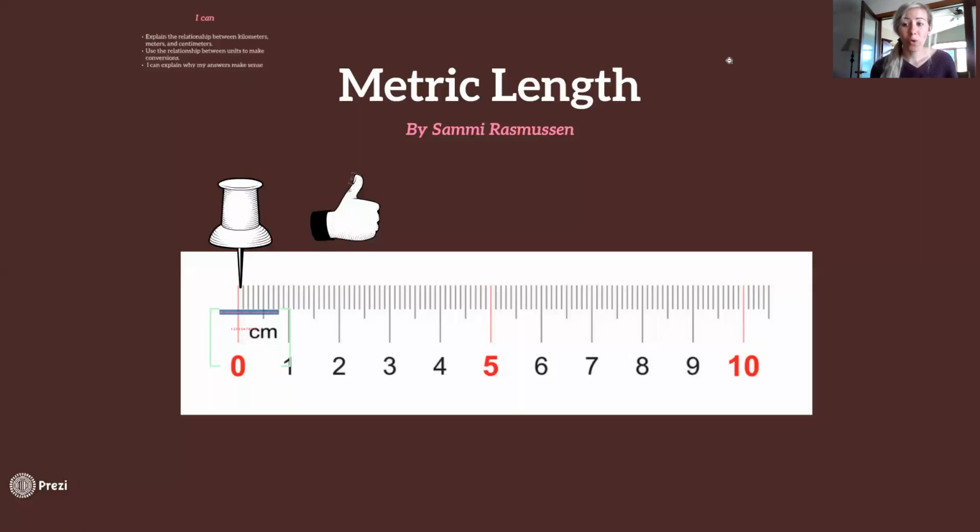All right, hello. Today we are going to go over our metric length unit. So this is just the beginning of our unit. Please notice that I have posted an assignment that you are supposed to print or copy down before we start this lesson. So please go into your Google Classroom and open up the assignment that I have posted that goes with today's lesson.